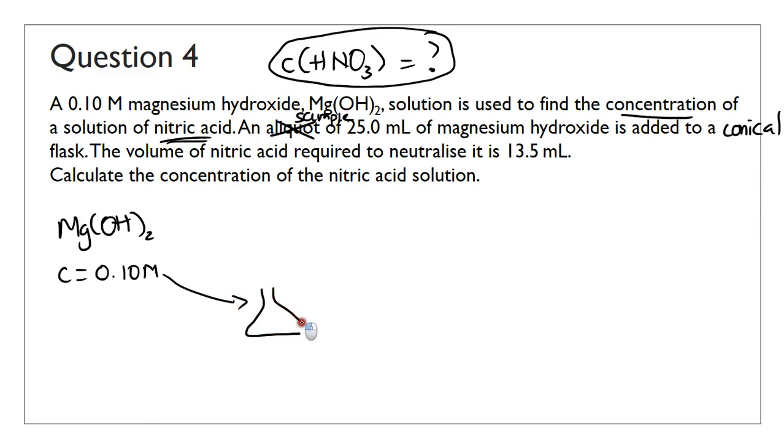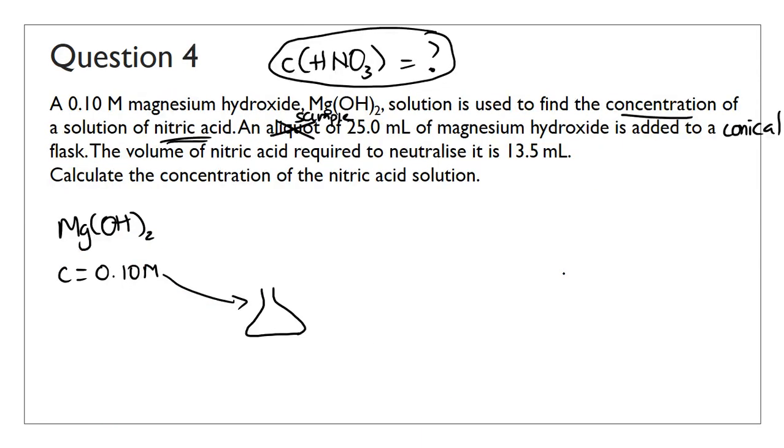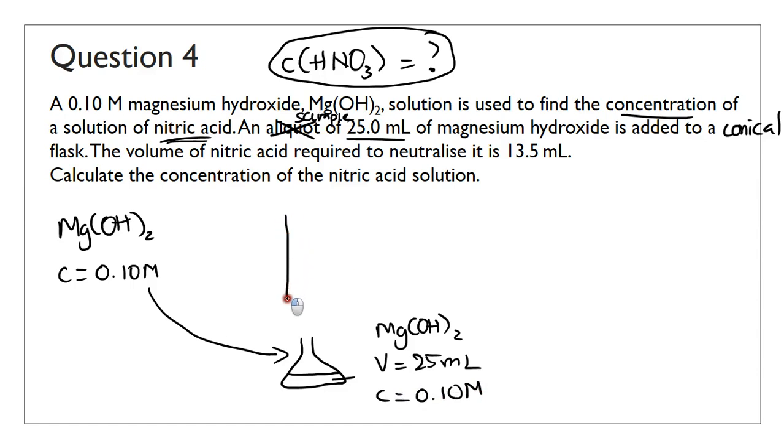If you remember the previous example, the standard solution was in the burette, and then the unknown solution was in the conical flask. But in reality, there is no rule that you have to have which solution in which piece of equipment. You just need one solution in the conical flask. So in this case, the magnesium hydroxide is in the conical flask, and the volume of magnesium hydroxide used is 25 ml. So I'm going to rewrite here, Mg(OH)2 is in the conical flask with a volume of 25 and the concentration of 0.1. All right, which means that the nitric acid is going to be in the burette.